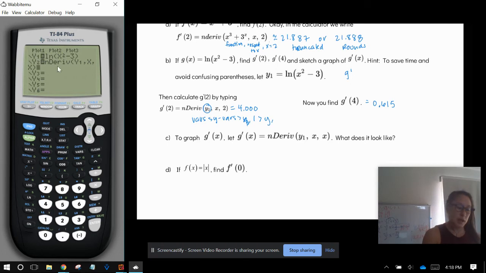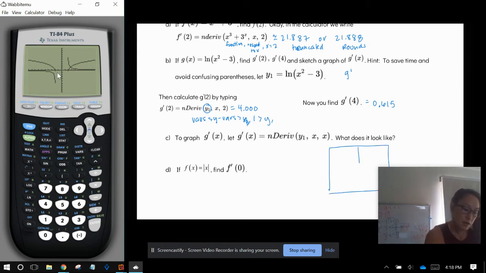Now, let's go ahead and graph the original and the derivative for funsies. See what it looks like. Here's the original. Okay, that's the ln graph. The derivative, we are slowly decreasing, okay, and then the slopes are increasing on the right-hand side. So we're going to sketch this graph, looks like that, okay. If you do not want to see the original graph, just scroll over to the equal sign, press enter, and then graph again.